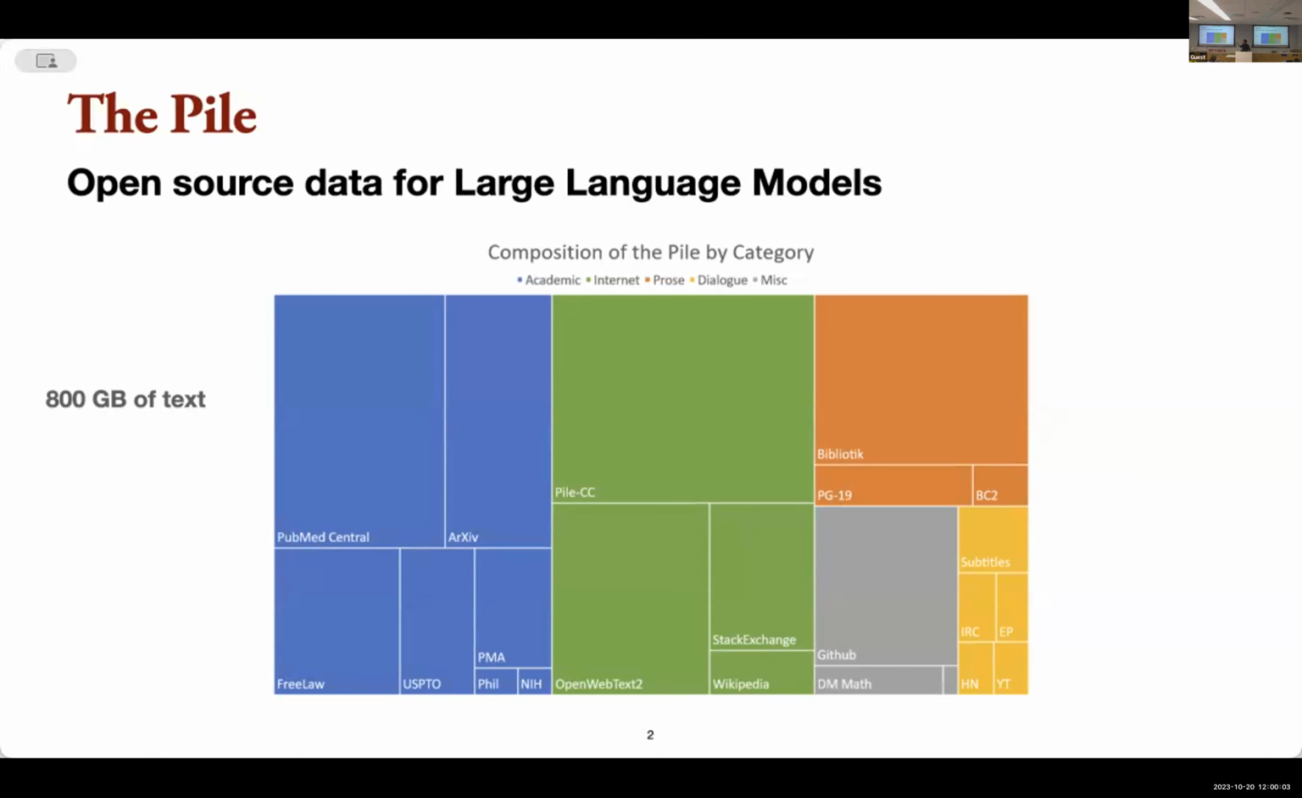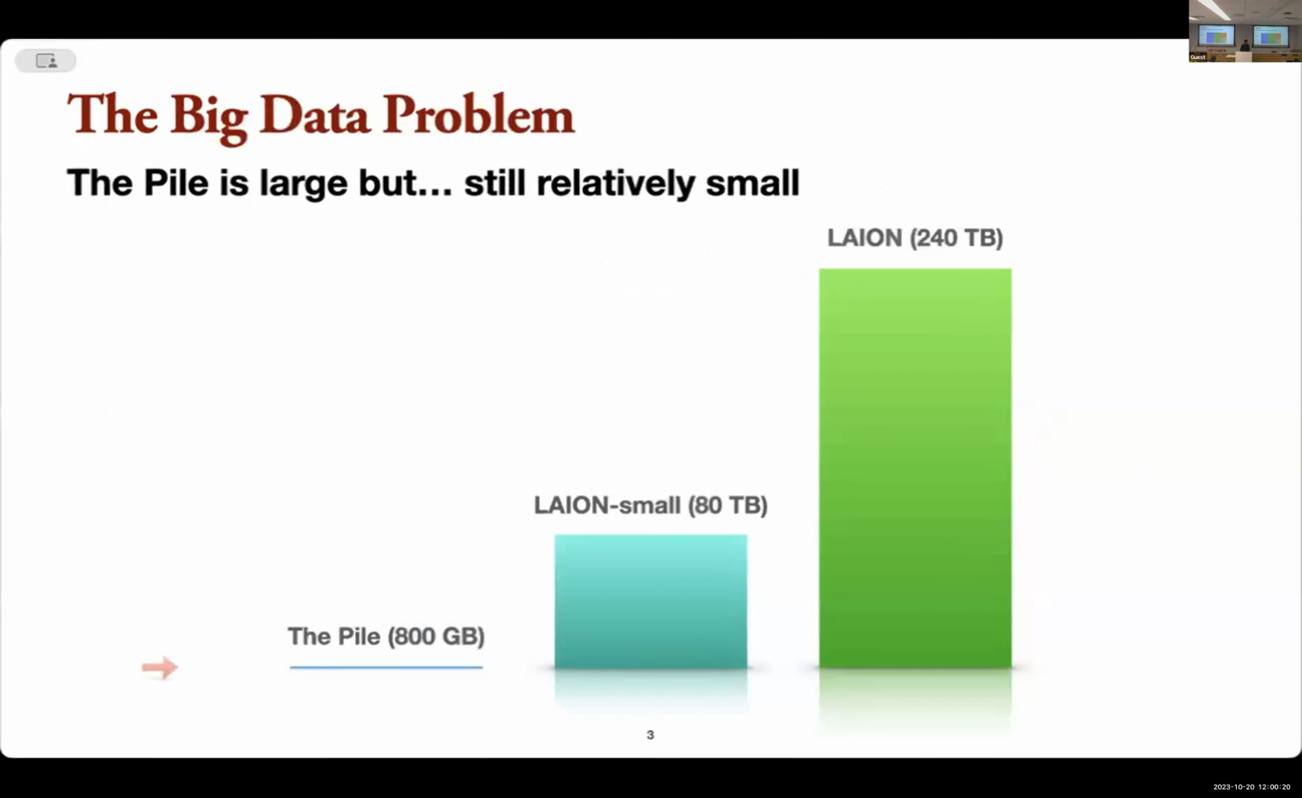But to start, I'm going to talk about data. In order to do any type of AI workflow, you have to have a lot of data. The Pile is a very famous data set for textual data, and it's very large. It is 800 gigabytes in size, and even despite that, relative to other AI data sets, it's actually relatively small. So this is what I like to refer to as the big data problem.